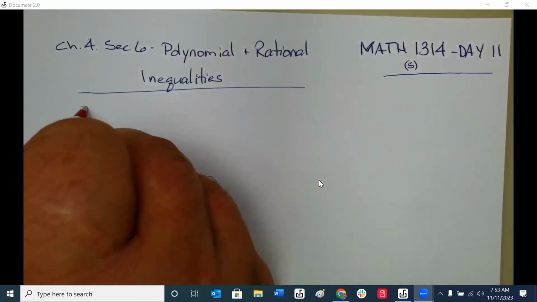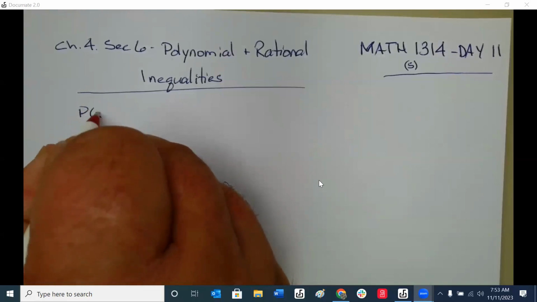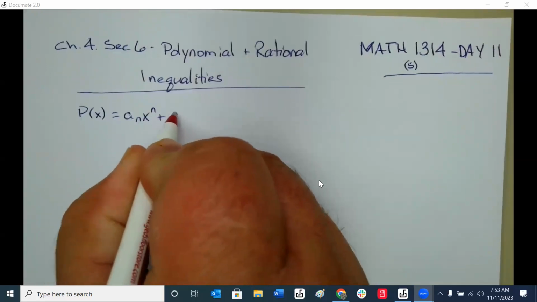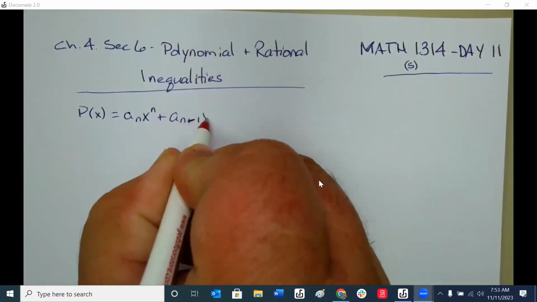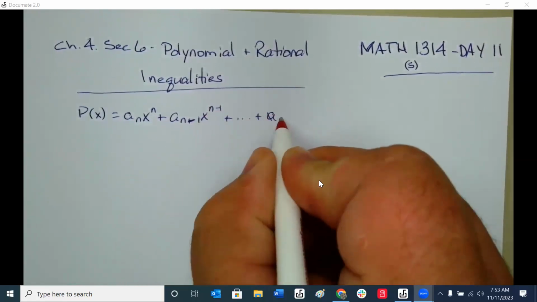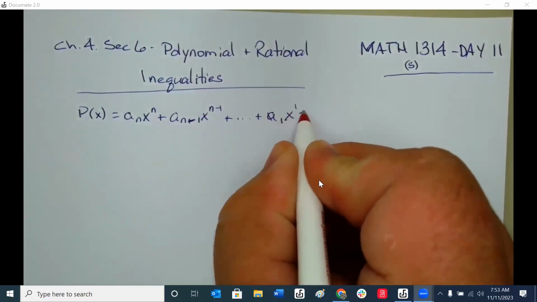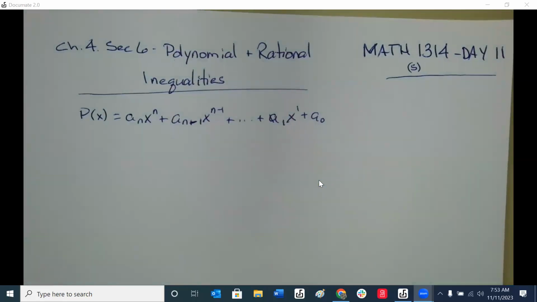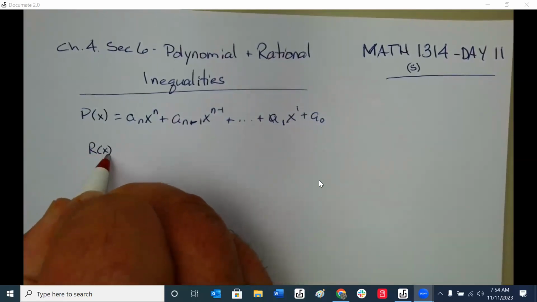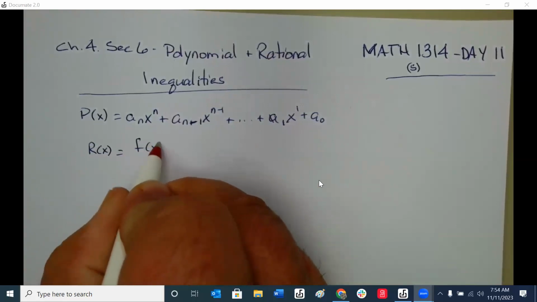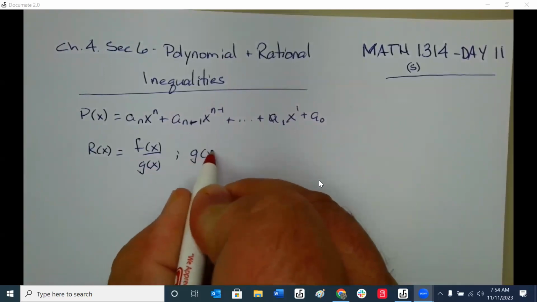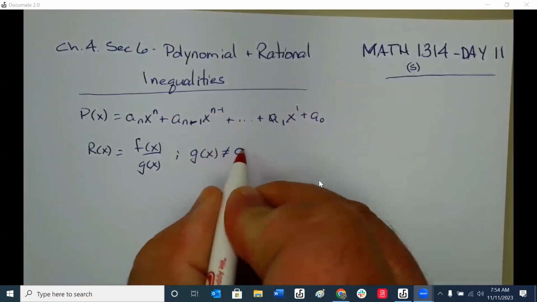Remember, polynomials are large functions where they have many terms. And then we have rational expressions, where it's made up of two functions, one on top, one on the bottom. And the only thing we have to make sure of is that the denominator does not equal 0.